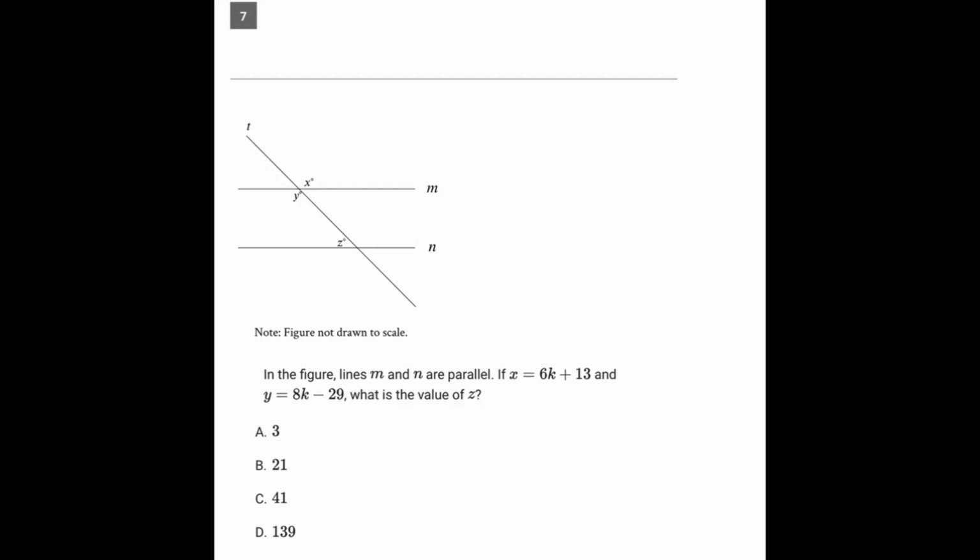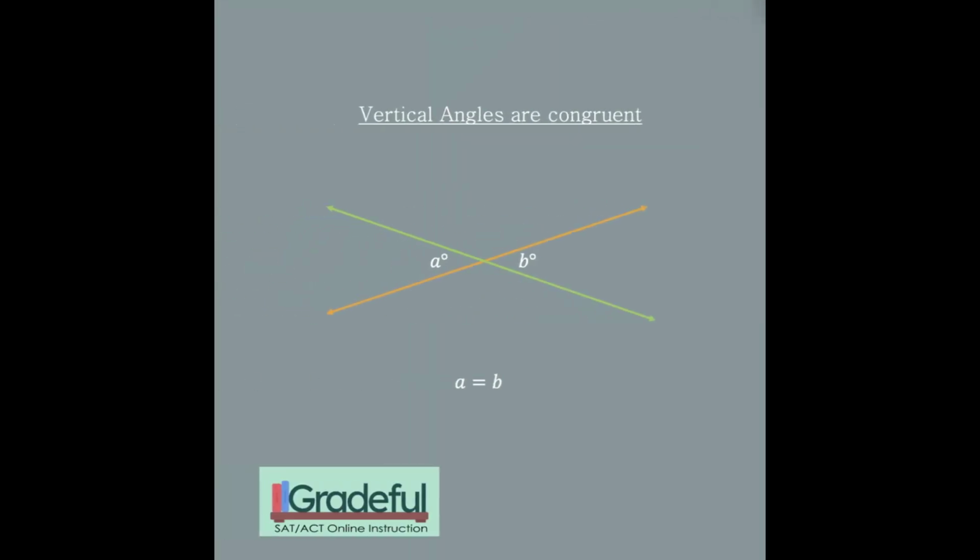Going over to question number 7, here we're being given a situation where x is here, y is here, z is there, and we're getting values for x and y. Now, x and y are in an orientation referred to as vertical angles.